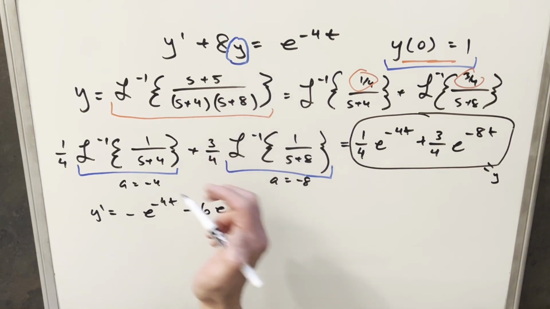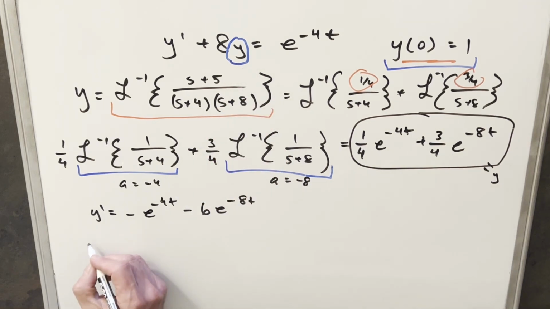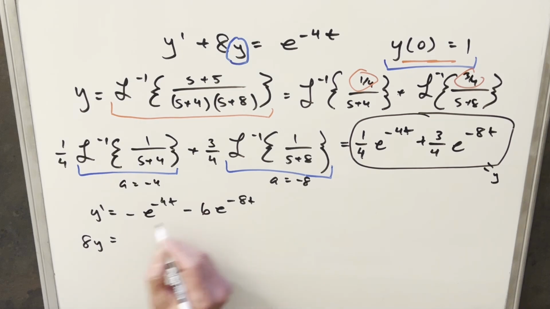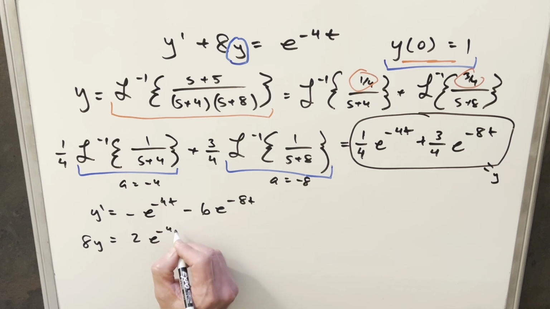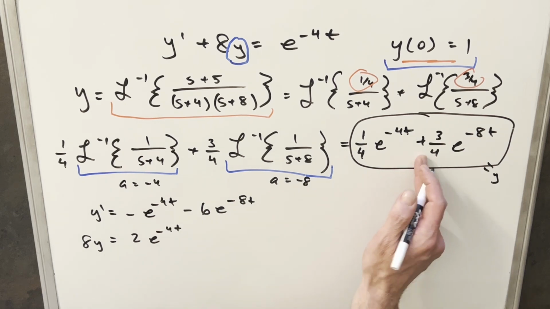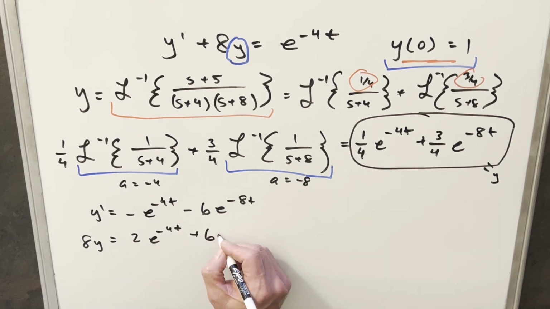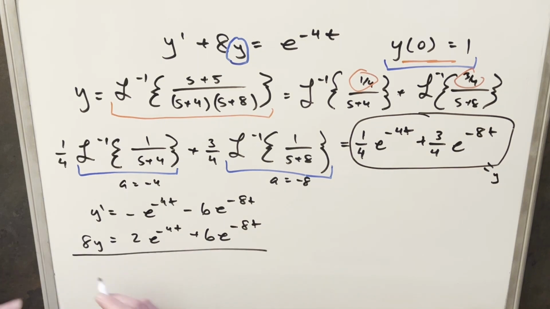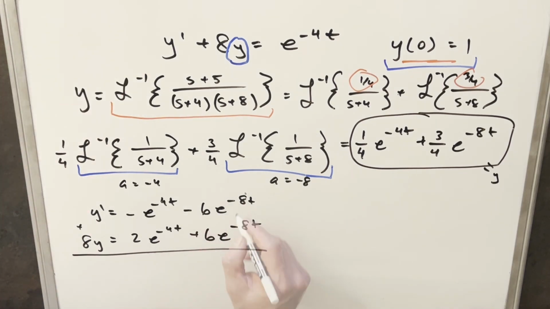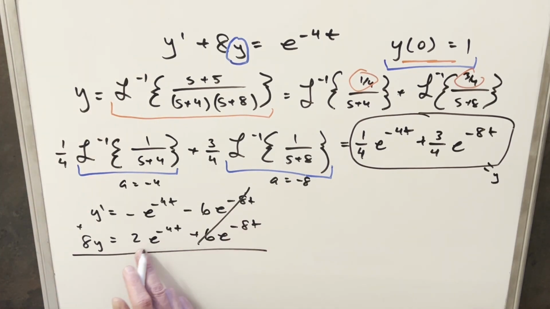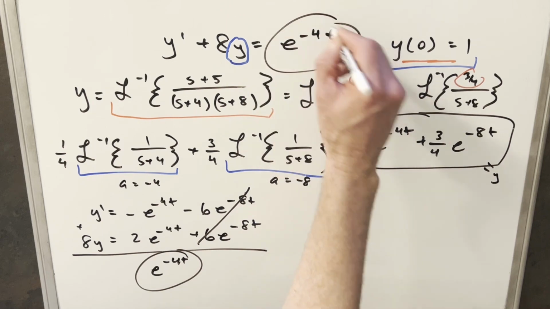Now the other part is 8y, so let's just take our y and multiply it by 8. So 8y is going to be 8 times 1 over 4, that's going to give me 2e to the minus 4t. Multiplying an 8 here, this gives me a positive 6e to the minus 8t. If we just add this together, this here is the left side of the equation. So if we add this together, these two terms are going to cancel. 2e to the minus 4t minus e to the minus 4t gives me e to the minus 4t. And that's the same thing we have right here on the right.